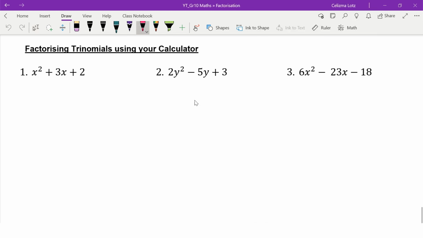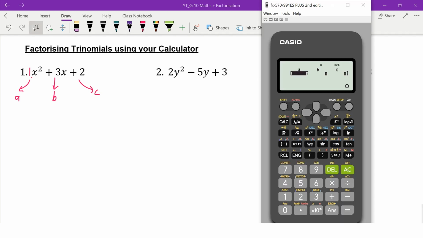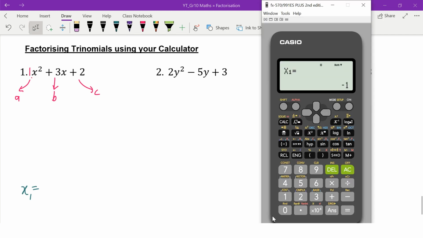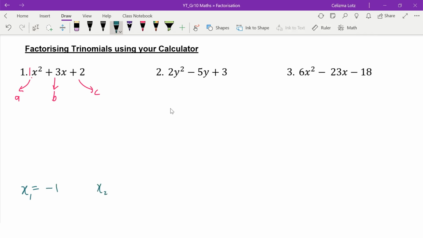So if we think about the first one, there is our A value, which is 1, our B value, which is 3, and our C value, which is 2. And that is what we are going to be reading into our calculator. So our A value is 1, equal. Our B value is 3, equal. And our C value is 2, equal. Equal again. Then that gives us, and I repeat, this solves for x. Our first solution for x is equal to -1. And then the second solution is -2.